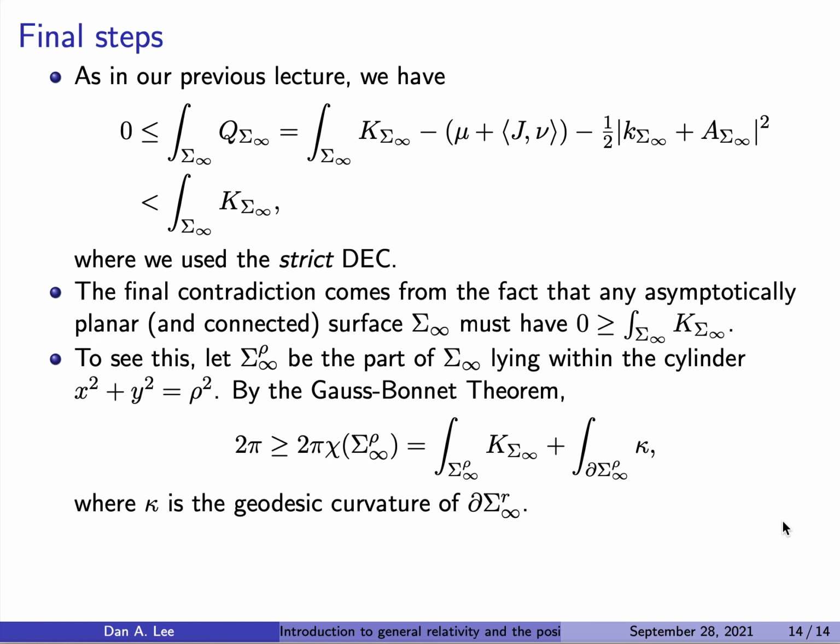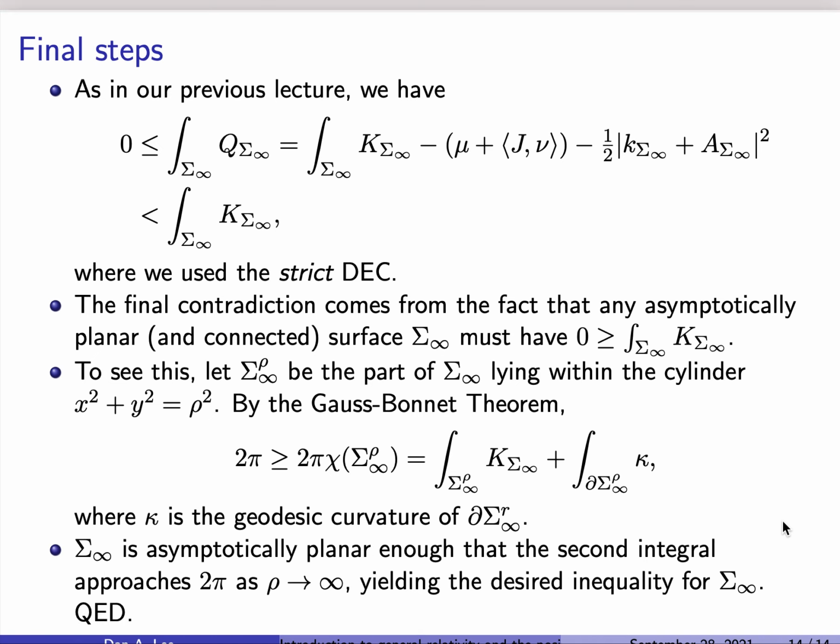And so here's where the asymptotically planar part comes in. It's asymptotically planar enough that the second integral approaches 2 pi as rho goes to infinity. Remember, for a round circle in the plane, the integral of kappa is 2 pi. So as long as it's asymptotically planar, we'll also get that this is close to 2 pi. Then as you take the limit as rho goes to infinity, we get the desired inequality that 0 is greater than or equal to the integral of k.